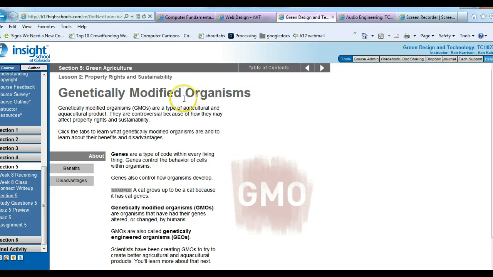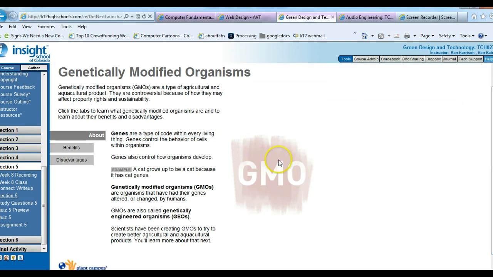Genetically modified. We know what genes are, genetics. That's how our bodies are formed. That's the code within every living organism. Well, what researchers and scientists are doing is they're trying to do genetically modified organisms. Those are ones that have had their genes altered or changed. And the reason they want to do this is to try to create better agriculture and aquaculture products.